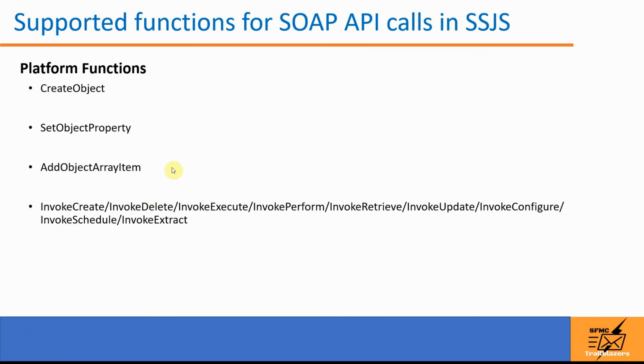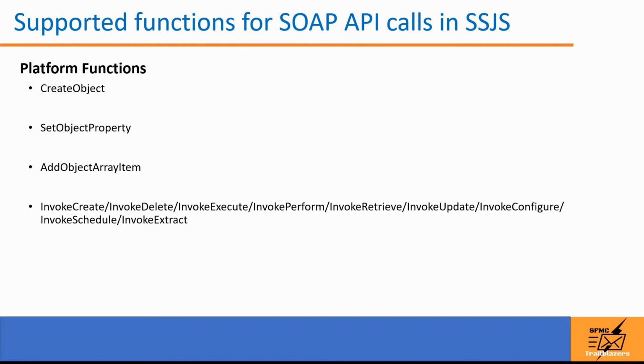Now the platform API functions in SSJS are very similar to the ones that we have in AMPscript. Mainly you can see the create object, set object property, add object array item, and the invoke set that we have here. Depending upon the operation we need, we can specify which invoke operation to use. For our case, we will be using the invoke create operation for creating the data extension. I've already explained what each of these functions do in the AMPscript video, so I won't go through those again here. They function similar to how it is in AMPscript, and the same way we will be able to execute that in SSJS as well.